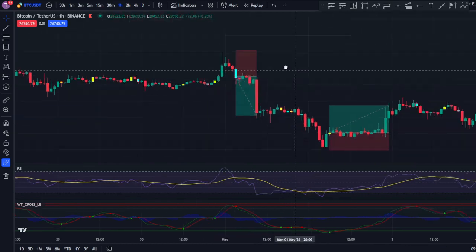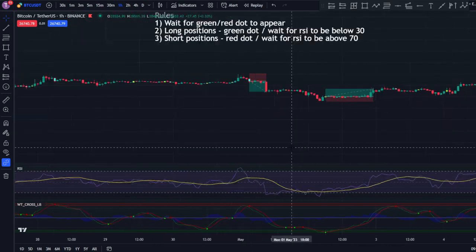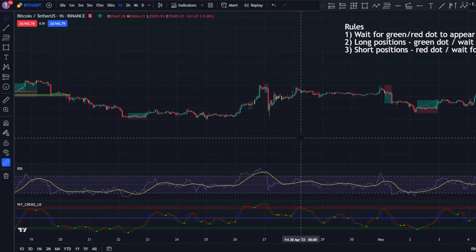There we have a valid position. So as you guys can see, the rules for this are pretty simple, and I would suggest now some ways to optimize this strategy. Obviously, using only two indicators might not be the best idea, because the signals they give can sometimes be quite wrong.